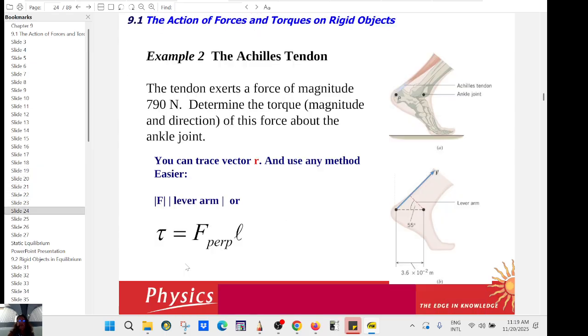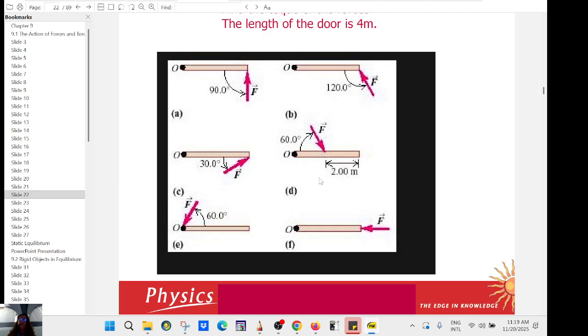Okay, so here you have some examples. Maybe I'm not going to do all of them. What will be the torque here? Zero, right? So that will be zero. That will be the least efficient. The farther you are, the more efficient it is.